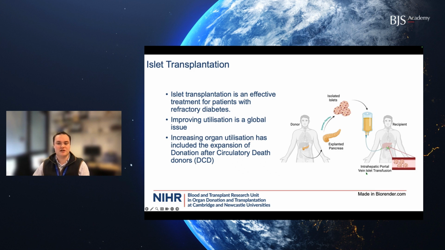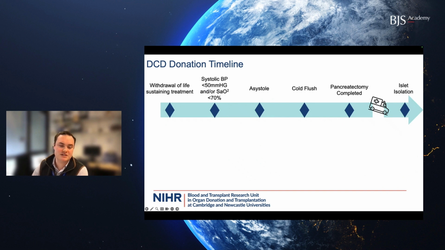As with all organs within the transplant field, improving their supply remains a global issue. And one of the ways we aim to improve utilization is to increase the usage of circulatory death donors. So the donation timeline starts with a possible donor on the ITU.